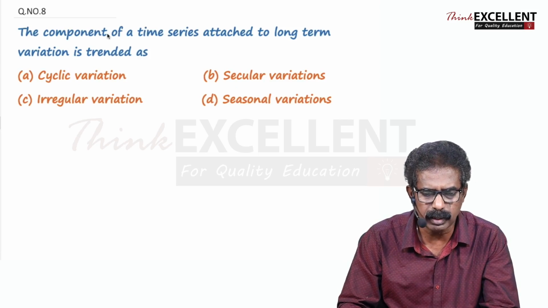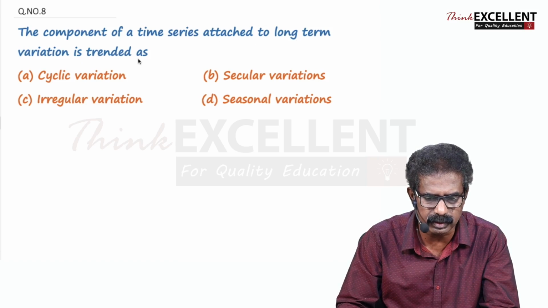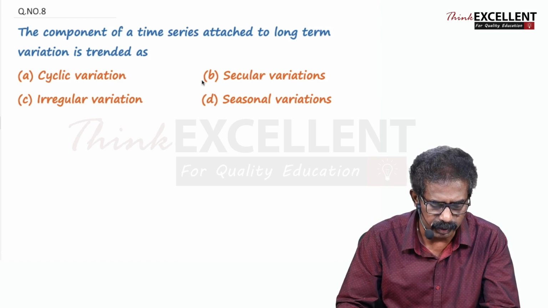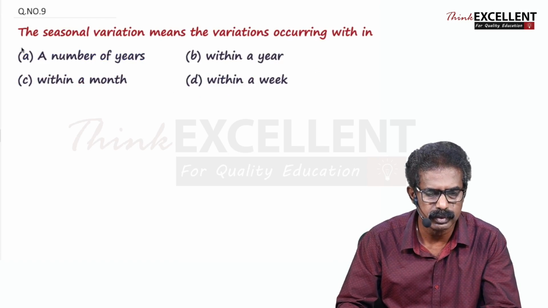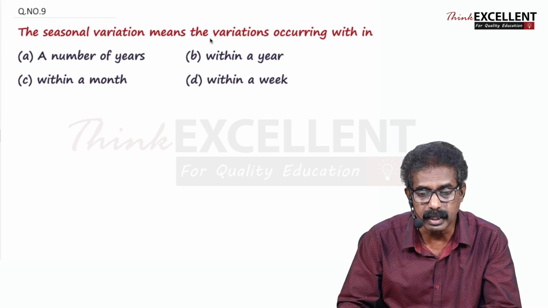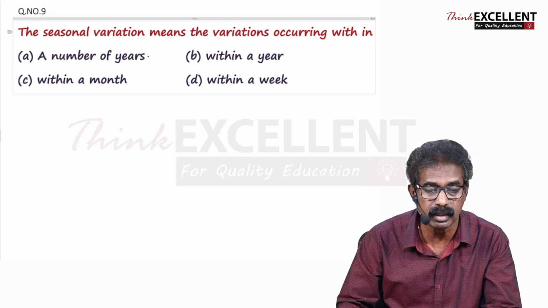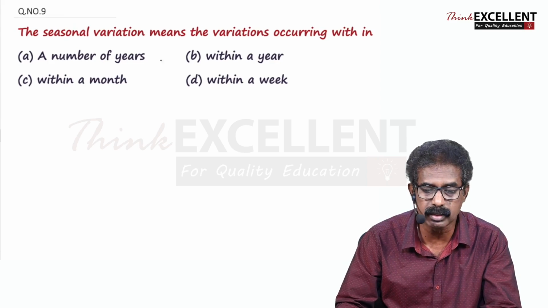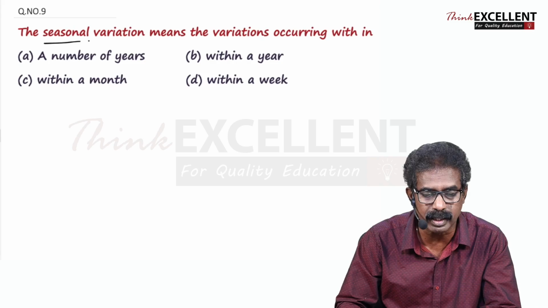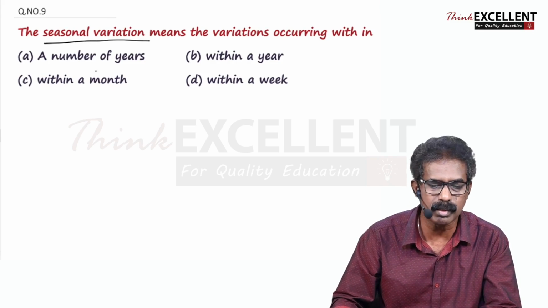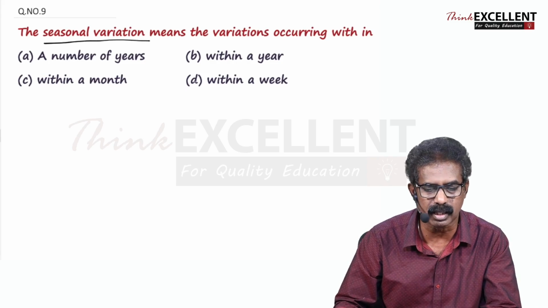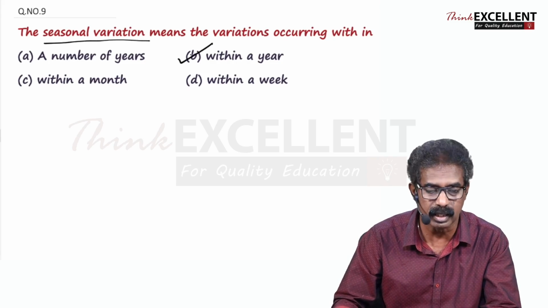So the B value may be positive or negative. Question number 8. The component of a time series attached to long-term variation is trend, also known as secular variation. So B is the correct answer. Question number 9. The seasonal variation means the variation occurring within a number of years, within a year, within a month, within a week. These are the seasons, right? So it is not a number of years, not within a month, not within a week. It is within a year.